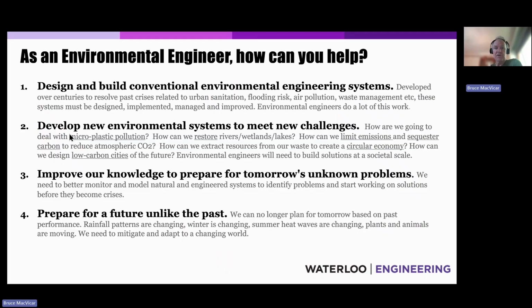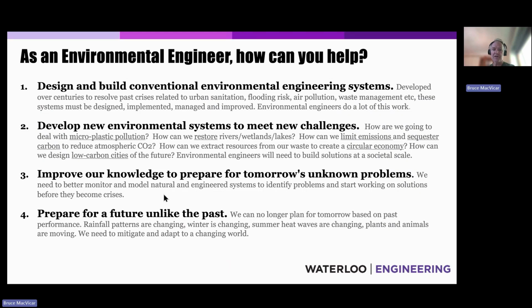We need new environmental systems to meet our new challenges. So how are we going to deal with microplastic pollution at a society level? How can we restore damaged rivers, wetlands, lakes? How can we limit emissions and sequester carbon to reduce CO2? All of these questions need environmental engineers to help.